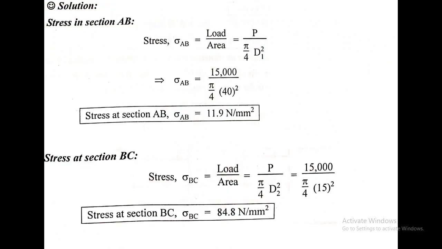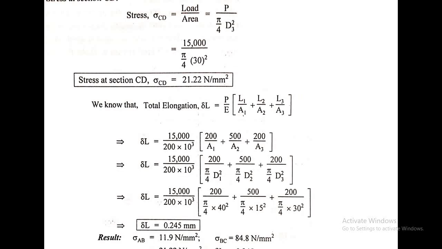So we know very well the stress in the first portion, stress AB, equals load per area. Substitute the values, and you are going to have the stress in the first portion as 11.9 Newton per millimeter square. Same thing, stress in the second portion BC is the same load per area; do the calculation, and you are going to have 84.8 Newton per millimeter square. And coming to the third portion CD, do the calculation, load per area, and you are going to have the answer as 21.22 Newton per millimeter square.